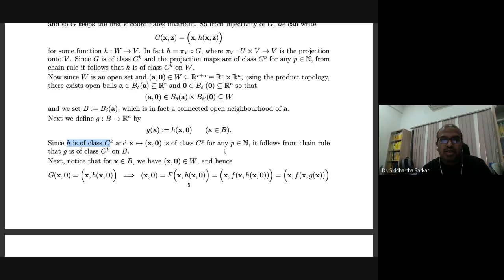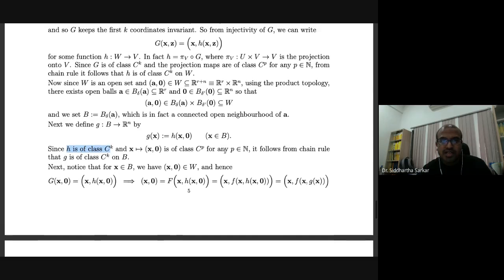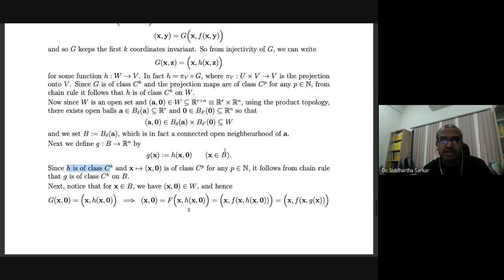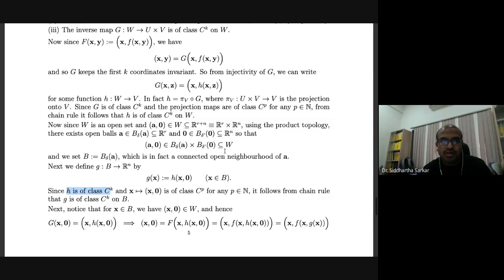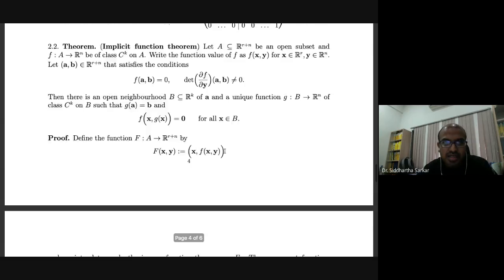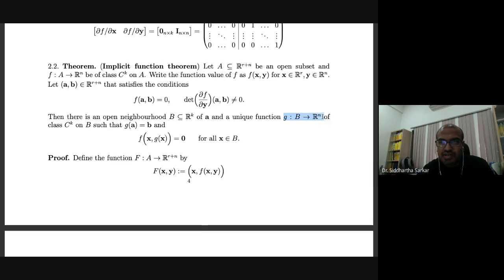We only need to check that this g is a right candidate for what we are looking for. So what do we seek so far from the statement? Let's see. I wanted a function g from B to R^n. I have already decided what should be my B. I already have the function being C^k. Okay, so these two are the conditions which I have ensured. Now I need to ensure that g(a) equals b and the function satisfies this equation. This is the most important part of the implicit function theorem.